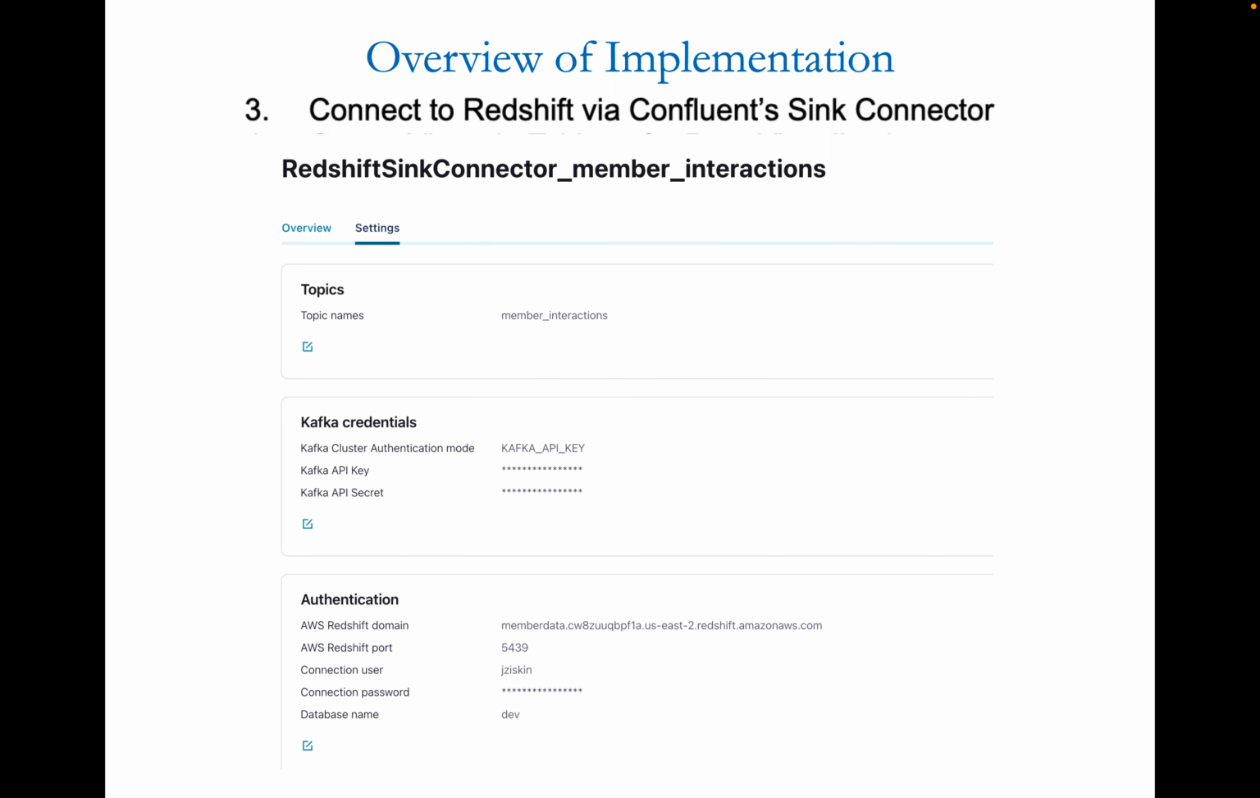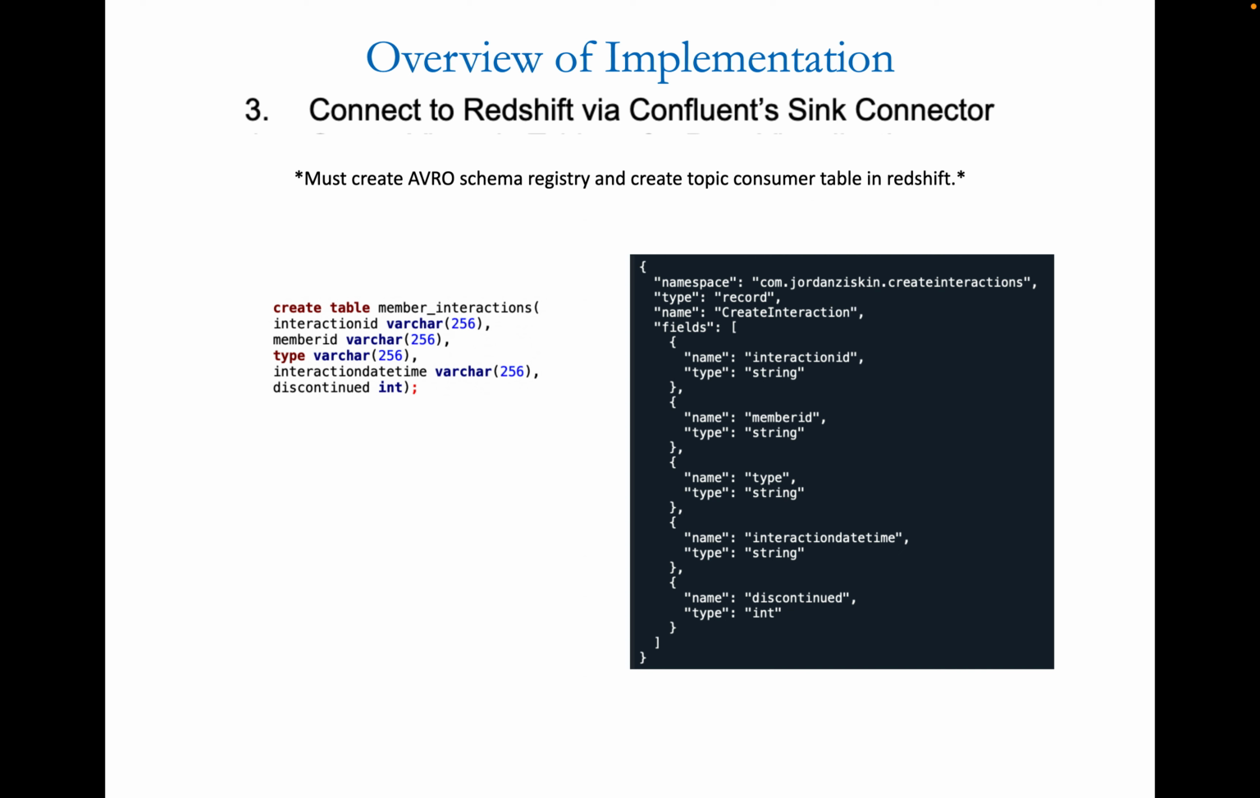After that, we have to connect to Redshift via Confluent's sync connector. This was probably the most difficult part, making sure that the Kafka connector synced up with the Redshift sync connector. In order to do that, you needed to make sure that you had a proper schema that was in Avro. You needed to make sure you had Kafka API keys, and you also needed to make sure you had your Redshift authentication. Two important steps here as well, in addition to making the schema registry, is that you actually have to make sure that the topic you create is a table in your Redshift server. Otherwise, the process will not work.